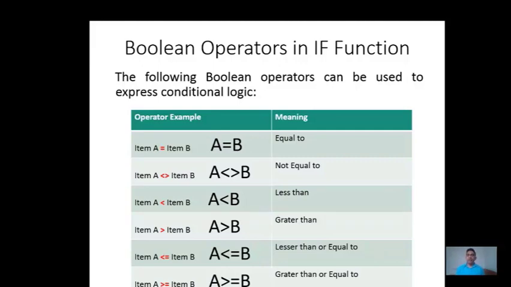For example, if you want to test whether a particular value is equal to another value, then you can express it like A equals B. That means you are going to test whether A is equal to B or not. If this condition is satisfied, you will receive the result as true. If it is not satisfied, your result will be false.